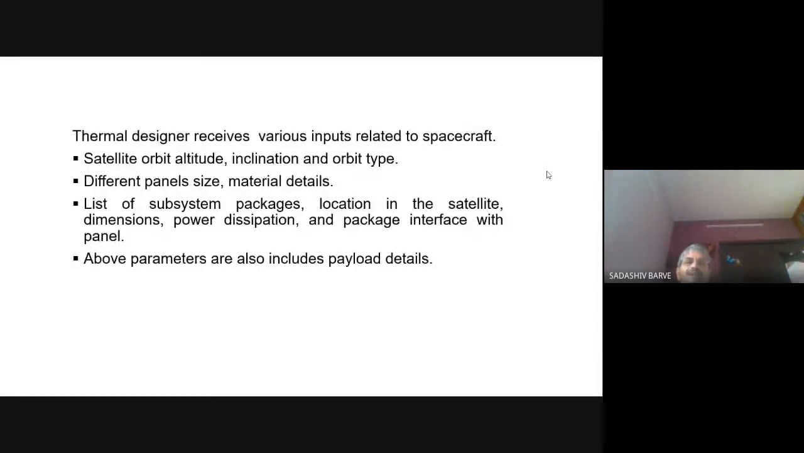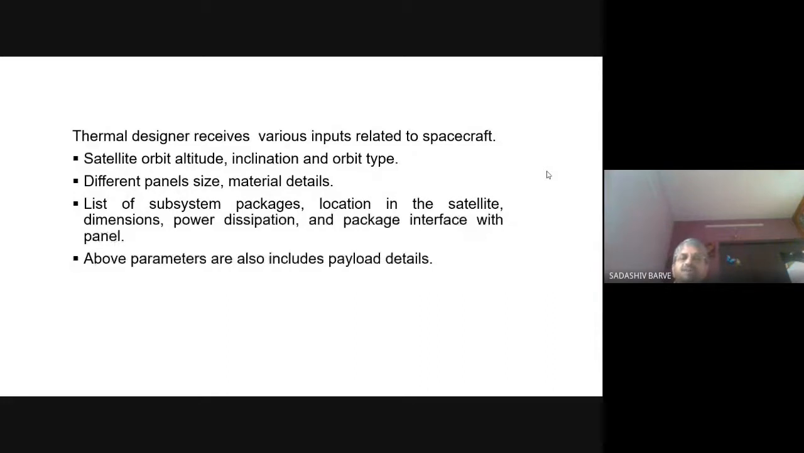Then the package location in the satellite, which is equally important. Then its dimensions, what are the X, Y, and Z in the different directions. Then the power distribution of the package. Then the power cycle. Some of the packages dissipate power only for a certain duration, so if they follow a particular cycle, you should know that. Then the package interface with the panel. Some packages will have a very good interface with the panel, so the heat conduction path becomes very simple. If they are isolated, then the heat flow path reduces, and the temperature of the package will go up.